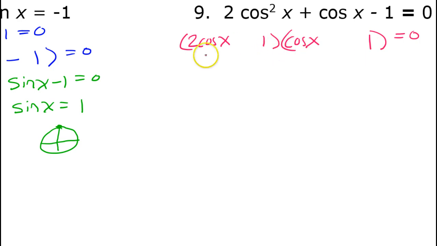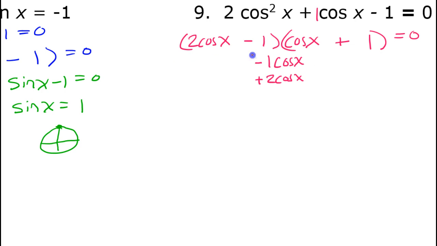Then I think inner plus outer must equal the middle. Inner, I have 1 cosine x. Outer, if I multiply, I have 2 cosine x. The middle is positive 1 cosine x. So I need a negative 1 and a positive 2 to make positive 1. So that means this is going to be negative and this is going to be positive.